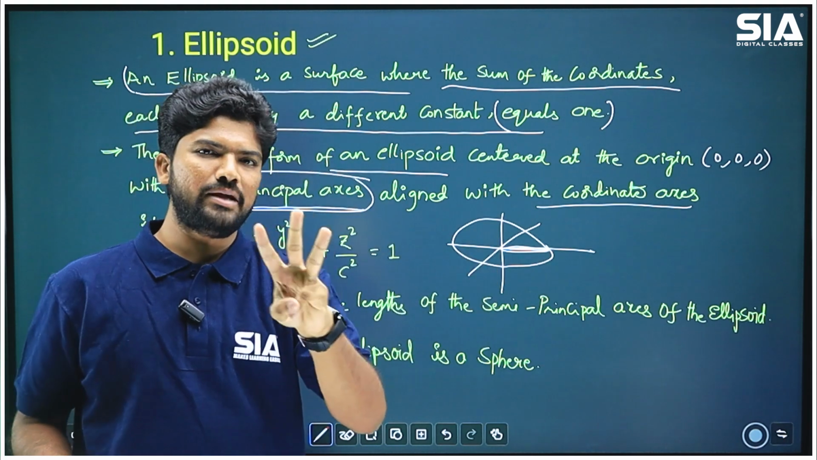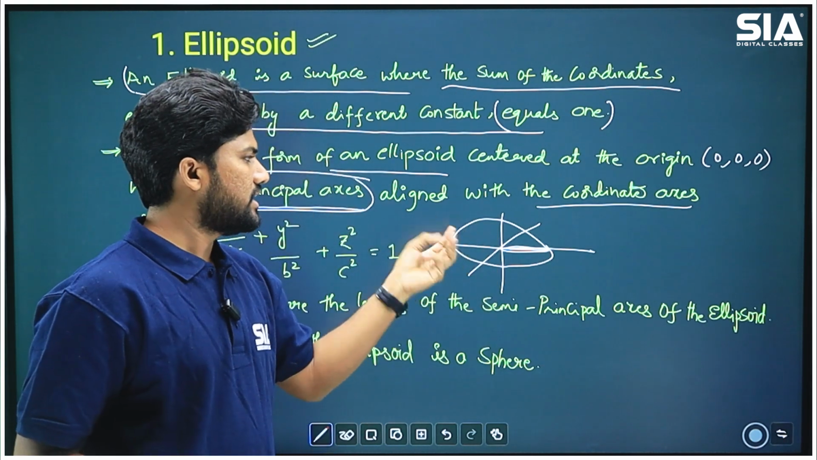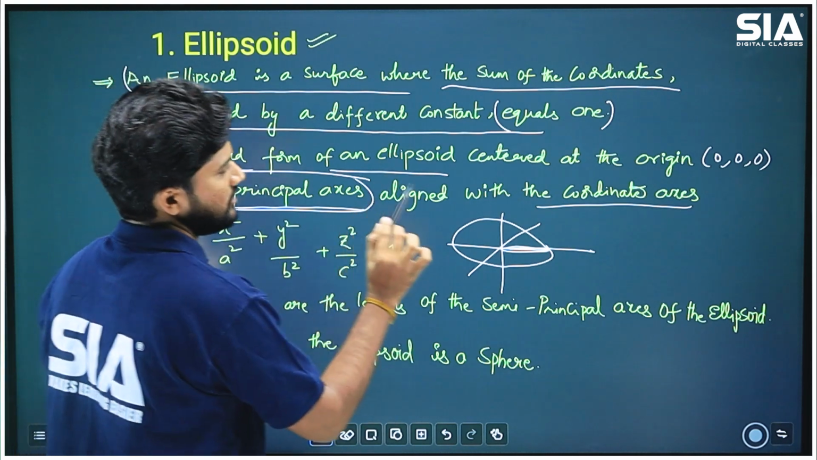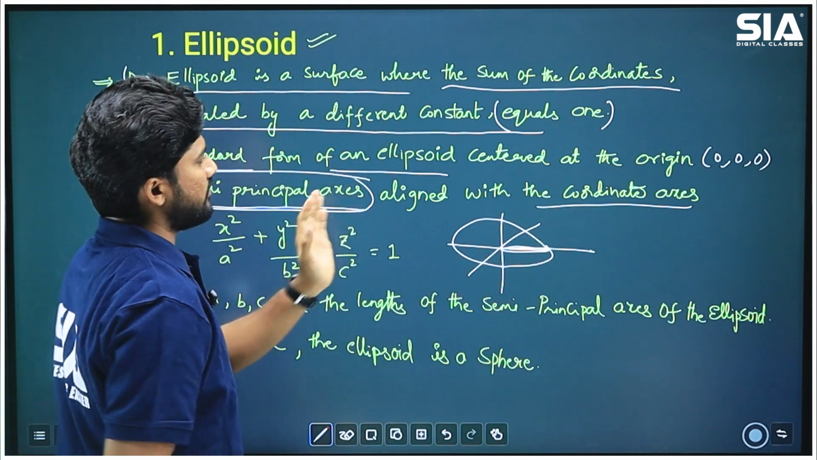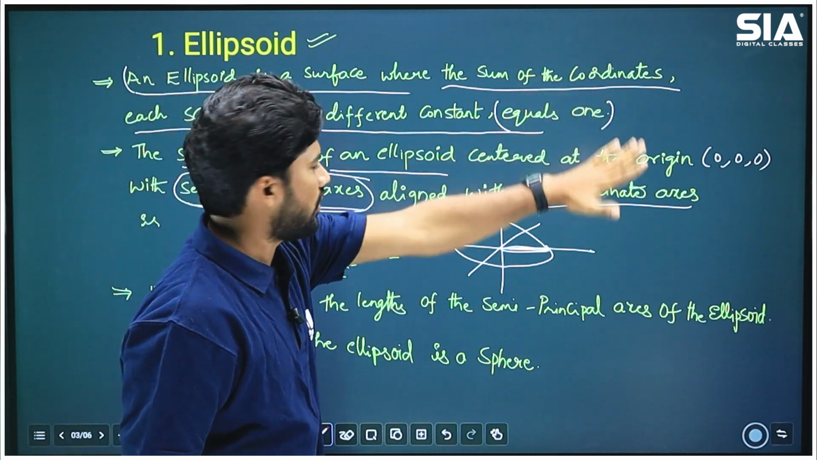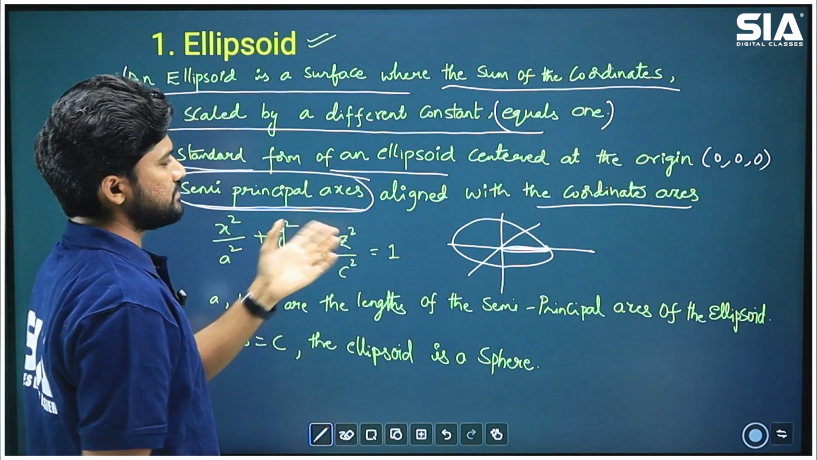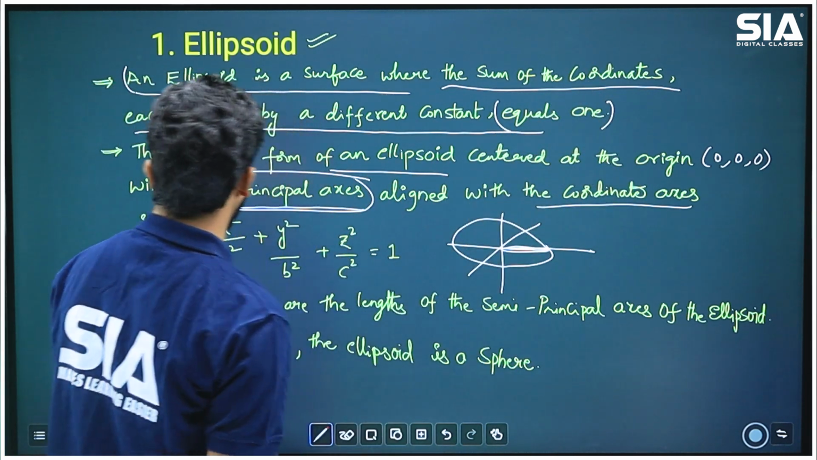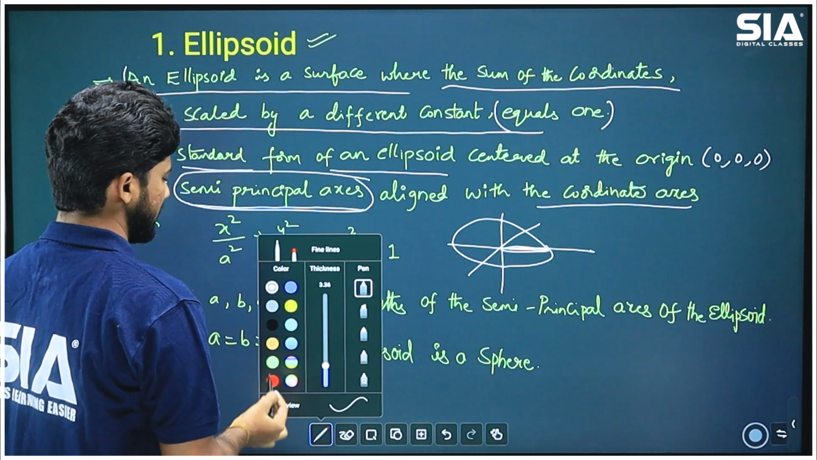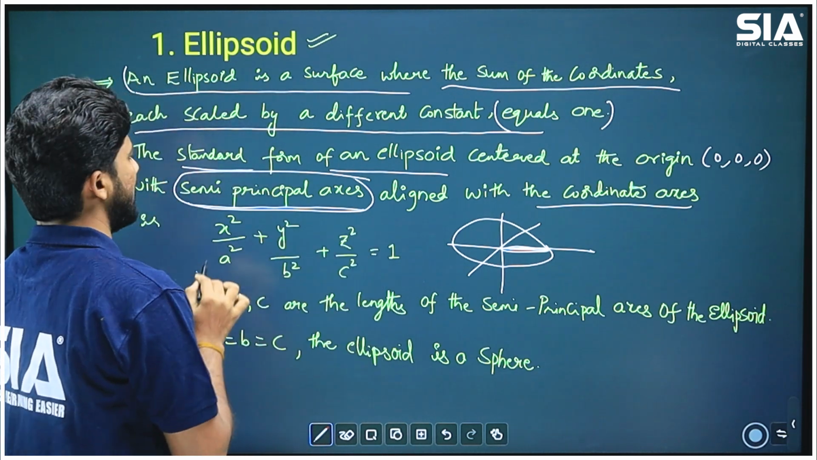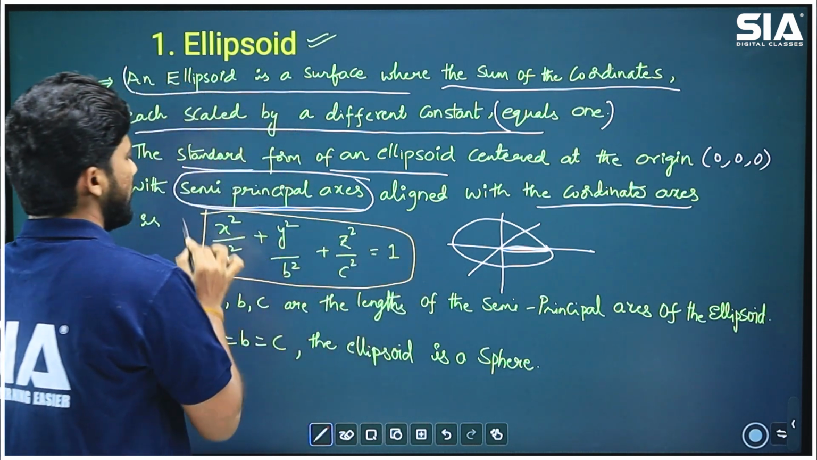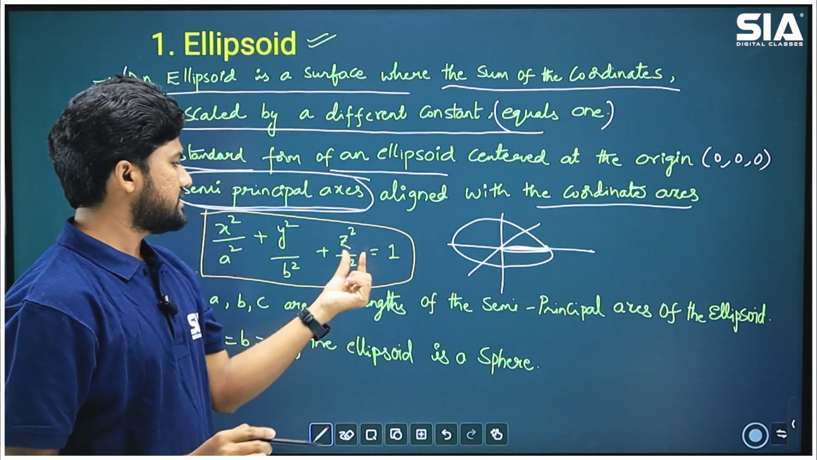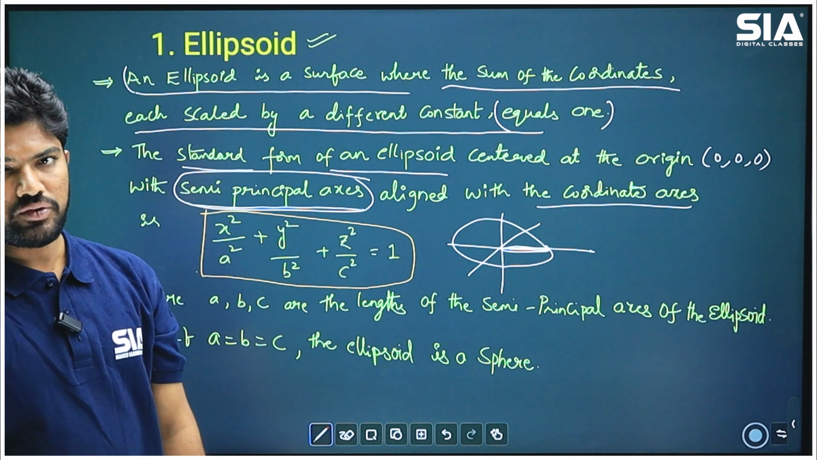Here we have three principal axes, so we can call them coordinate axes. Now the standard form of an ellipsoid centered at origin with semi-principal axes aligned with the coordinate axes is given by this format. The equation of the ellipsoid is x square by a square plus y square by b square plus z square by c square is equal to 1.